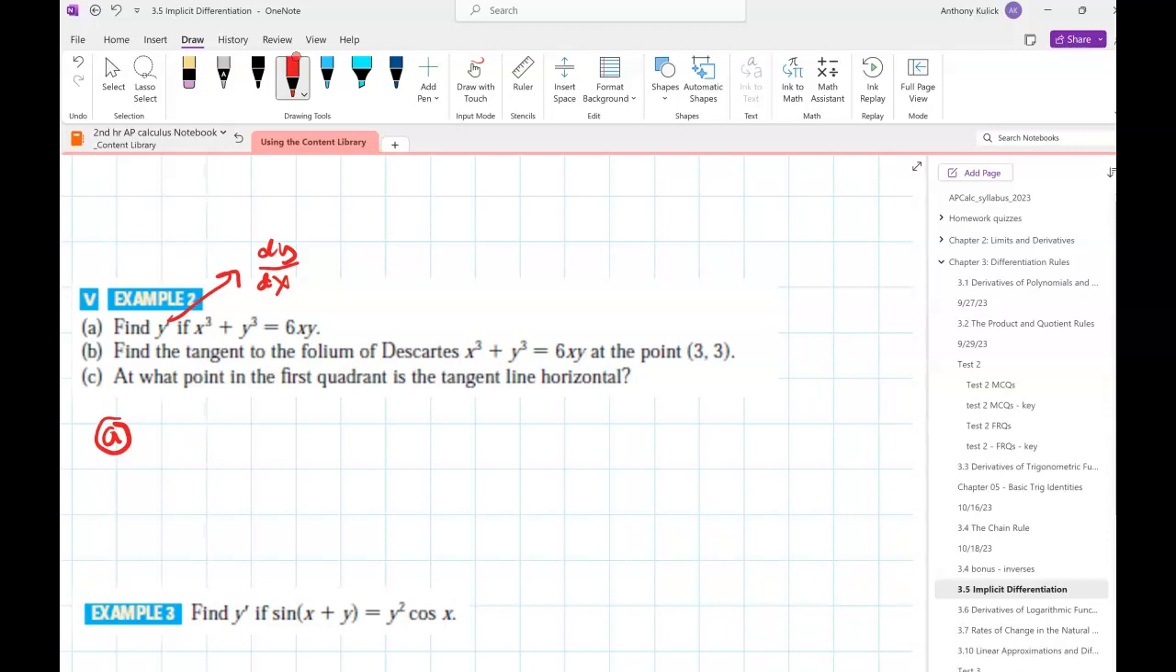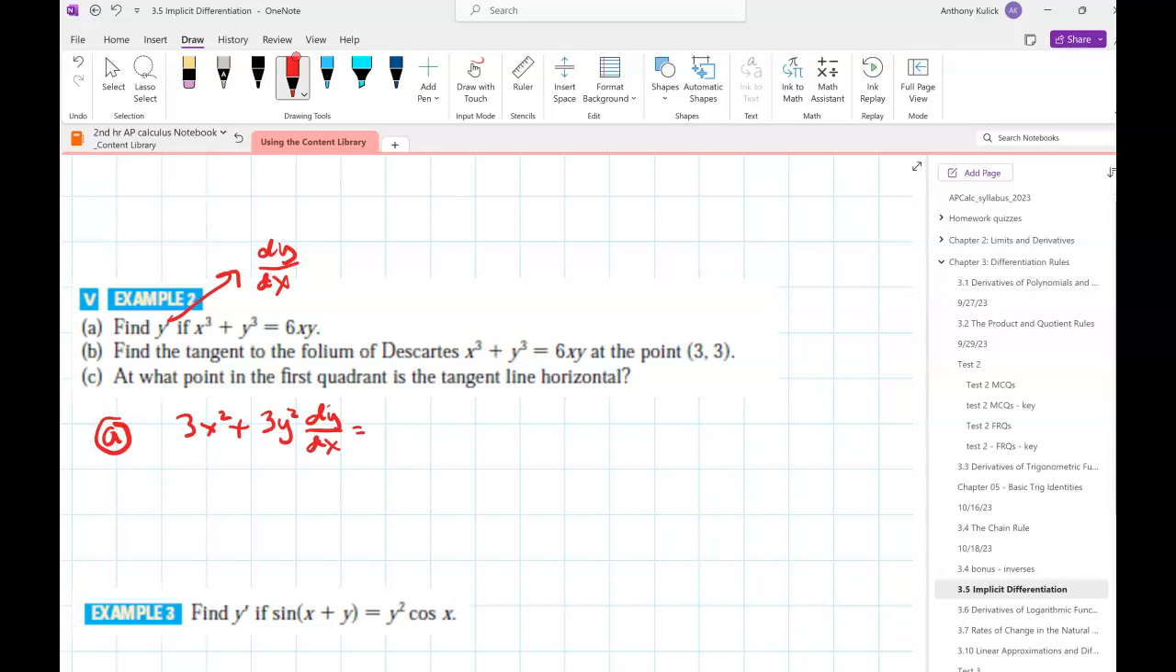Okay, so let's go ahead and take the derivative of both sides. Derivative of x cubed is 3x squared. The derivative of y cubed is 3y squared dy dx. There you go.